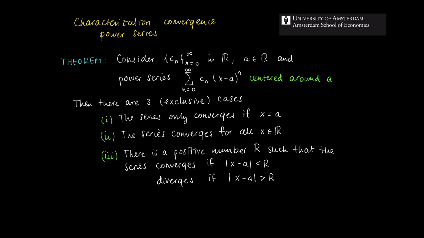I will now show a proof of this theorem. First I will treat some examples. So as an example of the first case, look at the series built upon n factorial. So Cn is n factorial. A is 0, so this is clearly a power series centered around 0. Yeah, x minus A is just x. And we sum up over n equal 0 to infinity.